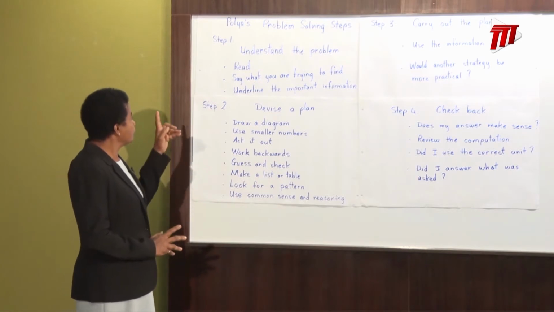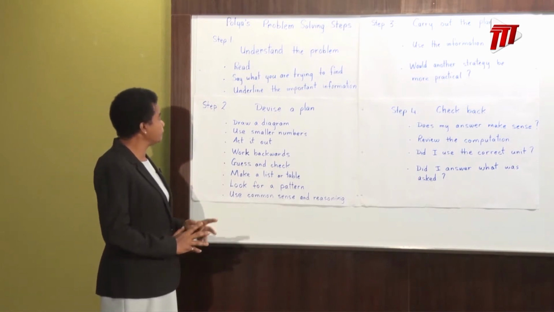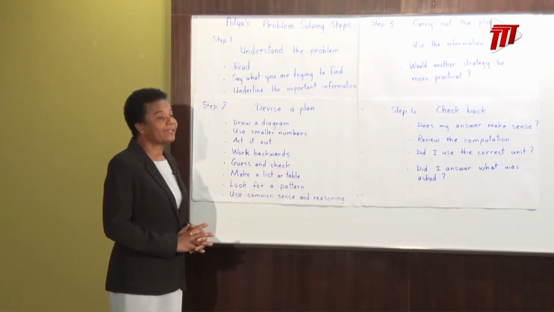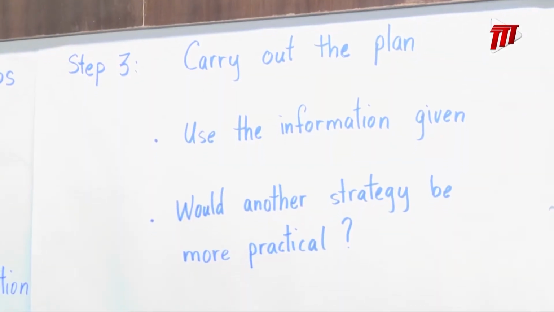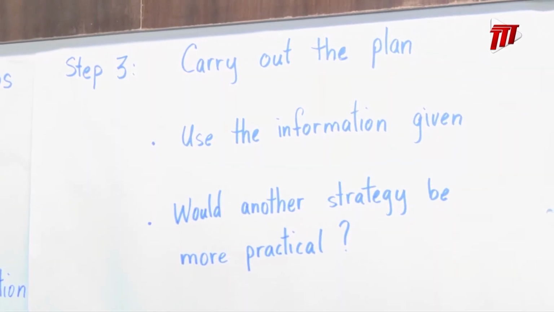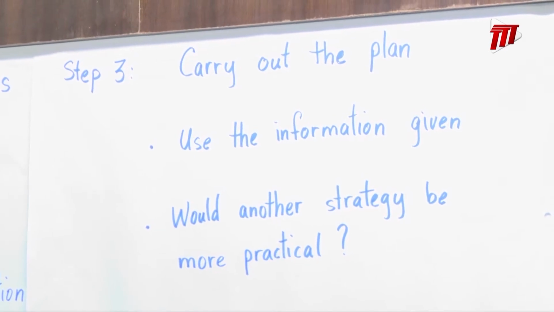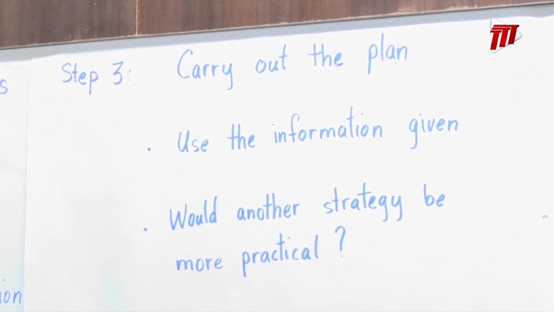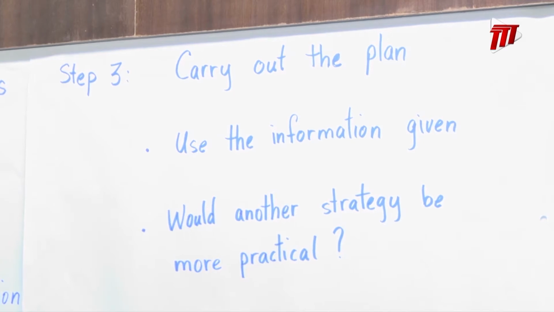Having understood the problem and devised a plan, our third step is to carry out the plan. You have to use the information that was given in the question. Maybe the strategy you chose was not the most appropriate one. So you may have to choose another strategy.